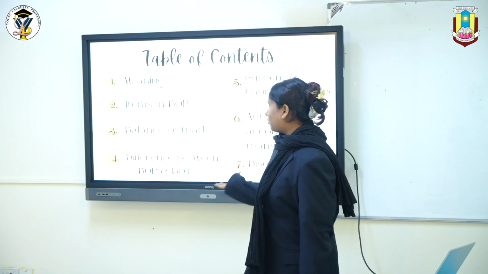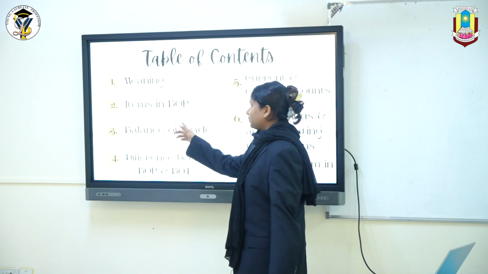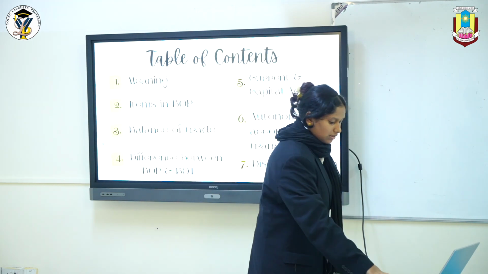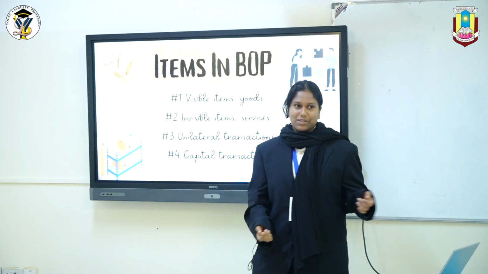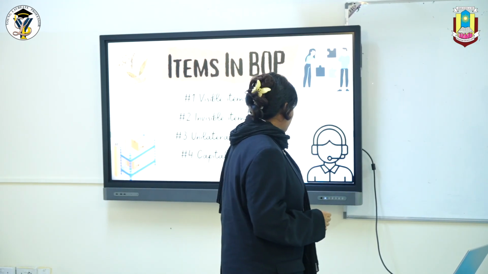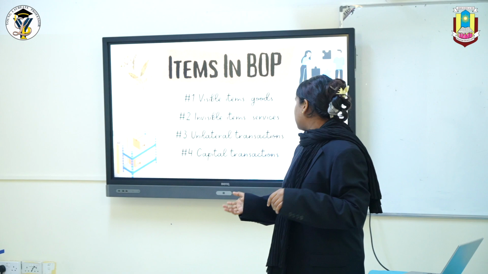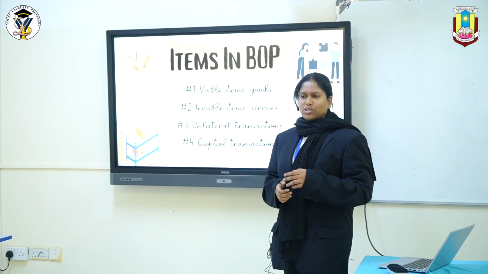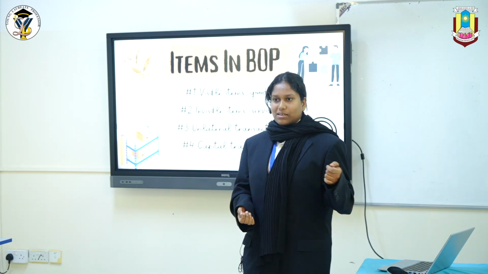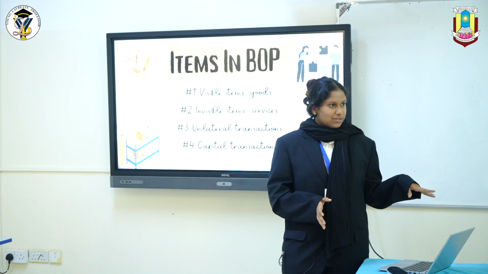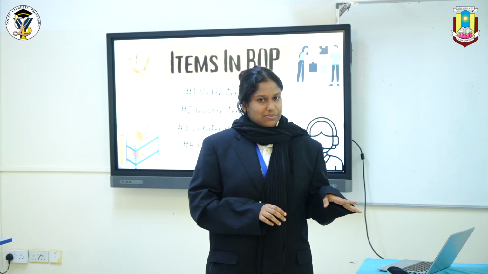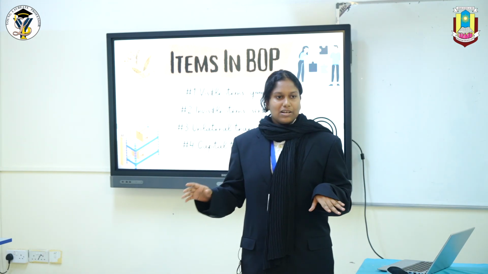Now, we have a table of contents here. I have already explained the meaning, and then I will be discussing items in BOP. So, what are the items in BOP? We have 4 main items: visible items, invisible items, unilateral transactions, and capital transactions. So, let's start off with the visible items. What are visible items? All those physical goods and merchandise that we can touch and feel, tangible items. All those come in the category of visible items.